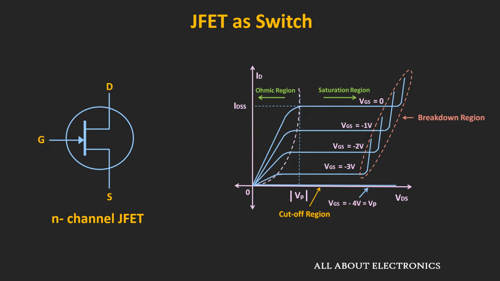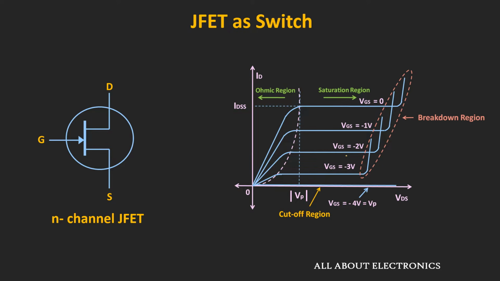And by operating the JFET in the saturation and the cutoff region, it can be used as a switch. Whenever the JFET is operating in the saturation region, it will act as a closed switch, and whenever it is operating in the cutoff region, it will act as an open switch. So in this way, by operating the JFET in the different regions, it can be used for the various applications.